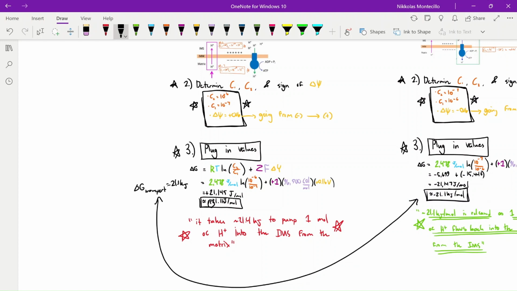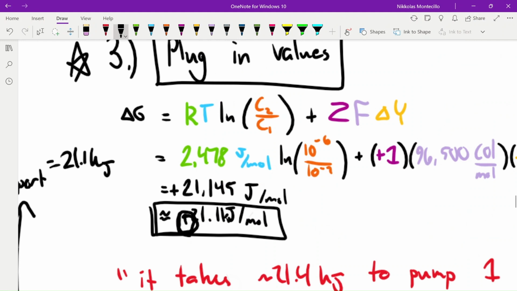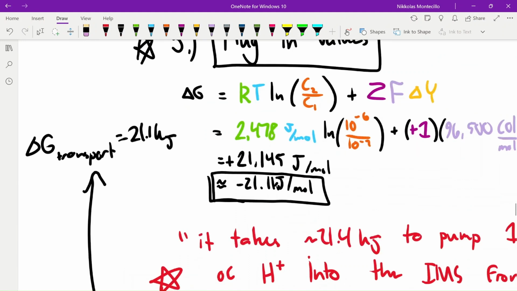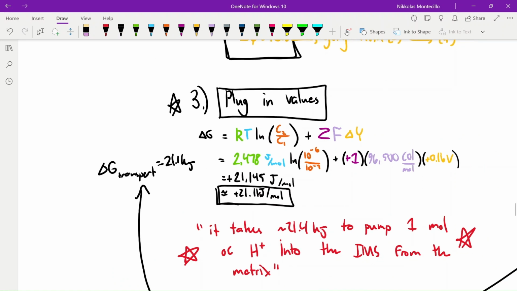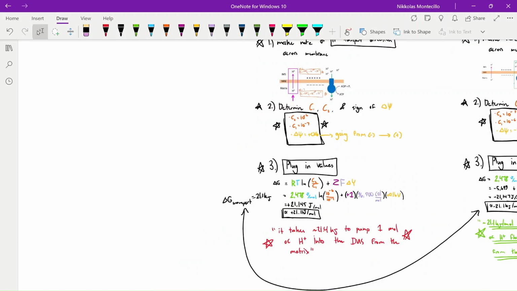So we see here that it will instead take 21.4 or 21.1 kilojoules to pump 1 mole of hydrogen protons into the IMS from the matrix. Right, because the IMS is relatively positive compared to the matrix.